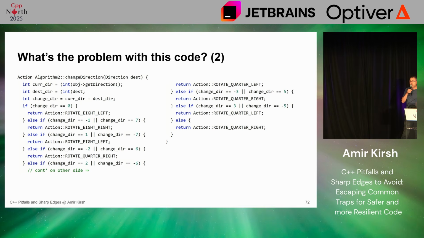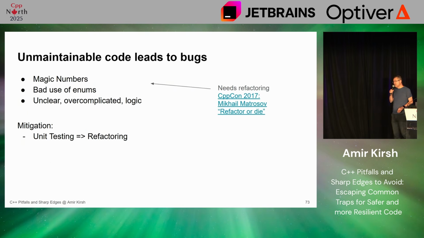Because this code is bug prone. Now, in some cases, we go through bug-prone code during code review, and we have time pressure, and we have to check in. Do not check in something like that, even if it passes tests, because the bug would arise. And in some cases, we go through such code, and we say, okay, we don't touch it because it works. We just need to change something small. This is the case where you stop and say, we need refactoring. Unmaintainable code, this is the problem. It leads to bugs, magic numbers, there were a lot of magic numbers there, bad use of enums, unclear, overcomplicated, and there is a logic issue.